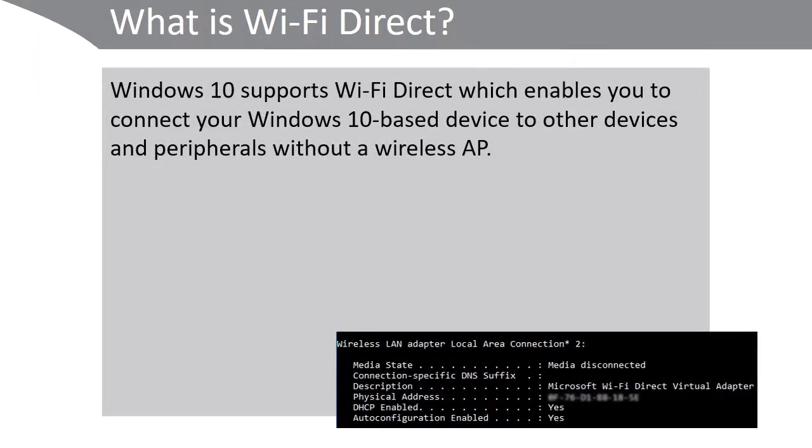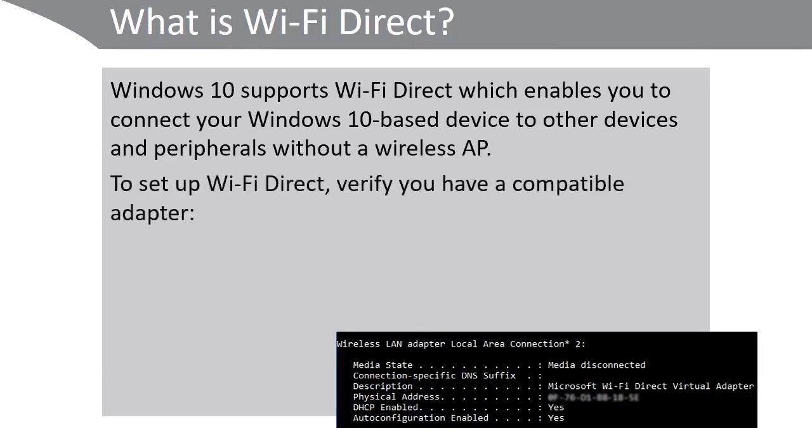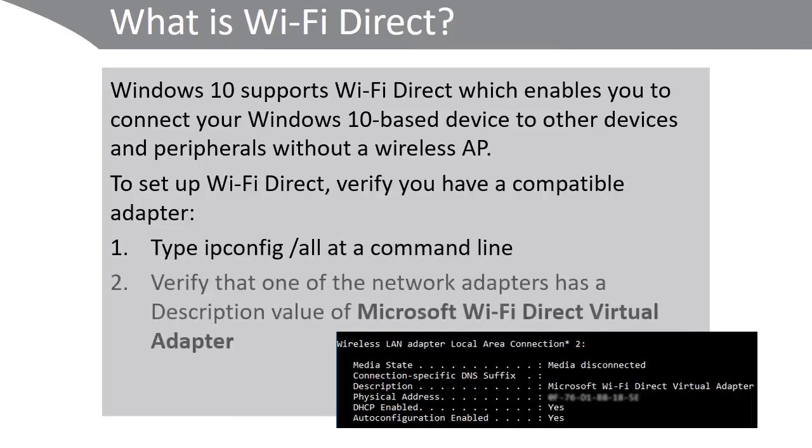What is Wi-Fi Direct? Windows 10 supports Wi-Fi Direct, which enables you to connect your Windows 10 based device to other devices and peripherals without using a wireless access point. To set up Wi-Fi Direct, verify you have a compatible adapter. To do this, type ipconfig /all in the command line. Verify, as shown in the graphic, that one of the network adapters has a description value of a Microsoft Wi-Fi Direct virtual adapter.